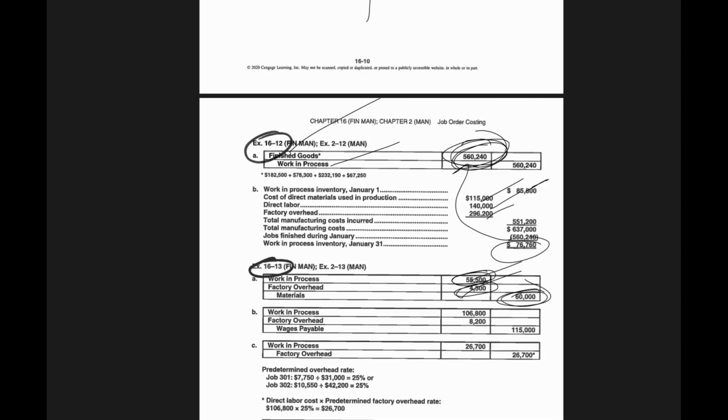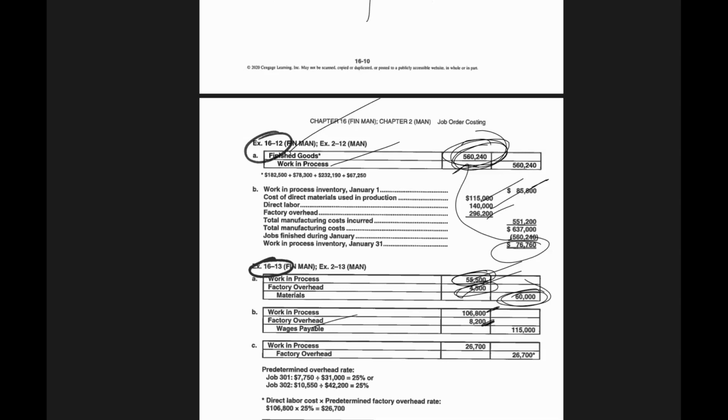Letter B, the direct and indirect labor. Once again, in the reading, it said it was $8,200. Go around and add up all the direct labor for 4 jobs, 31,000, 42,200, 16,500, and 17,100, and we'll have 106,800.